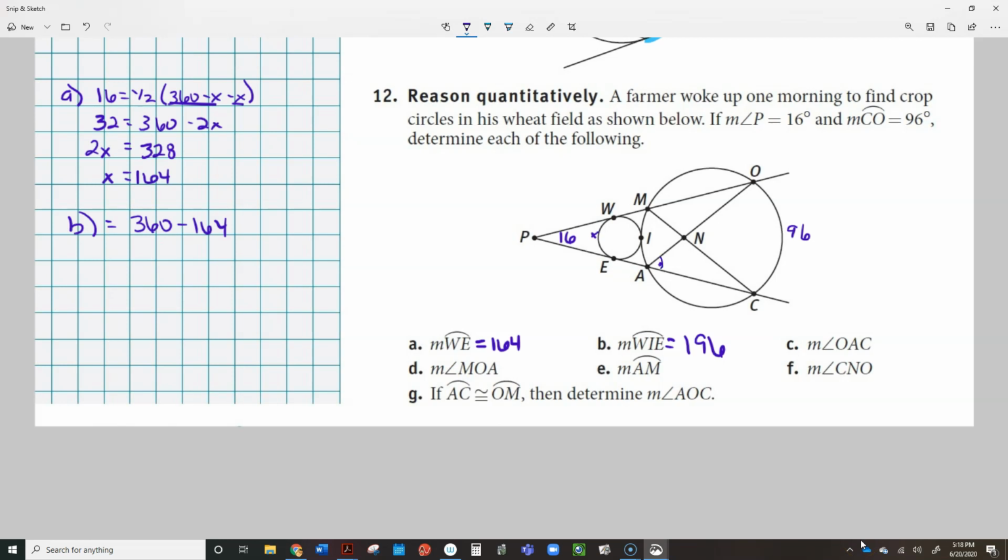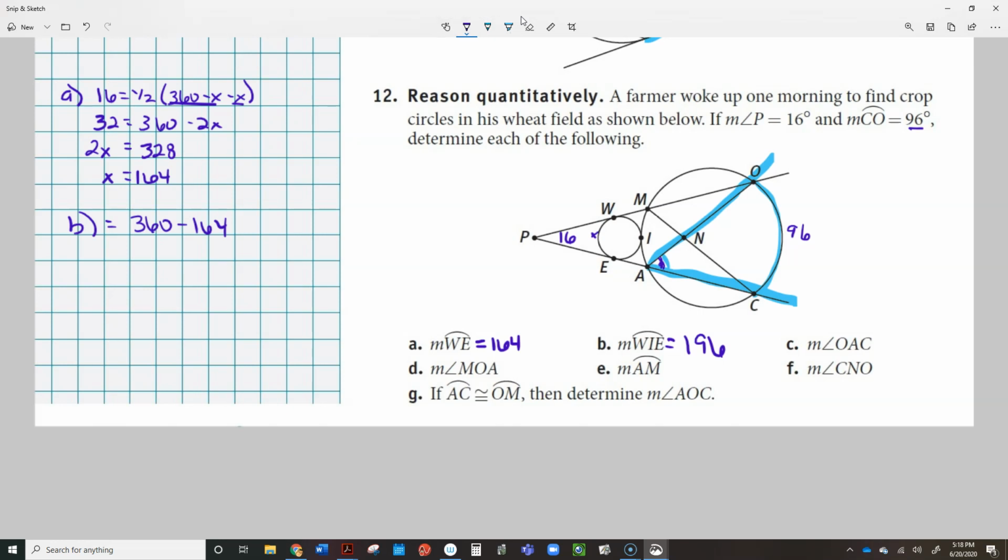The measure of angle OAC, that's this one right here. They want that. Well, in the information up here, they gave me the measure of arc OC. This is what kind of angle? It's an inscribed angle. So this angle right here has this inscribed arc. Here's the side of the angle, here's this side of the angle, and the intercepted arc is in the middle. So the measure of that angle is half the arc.